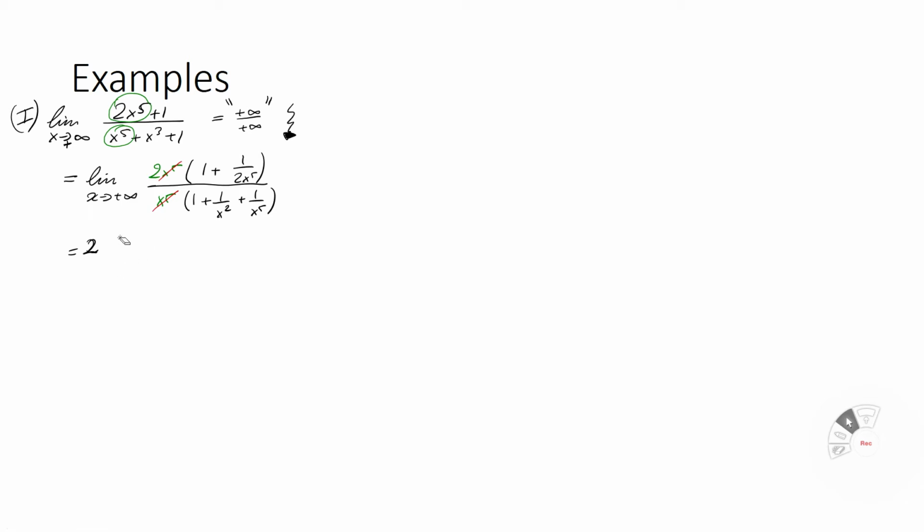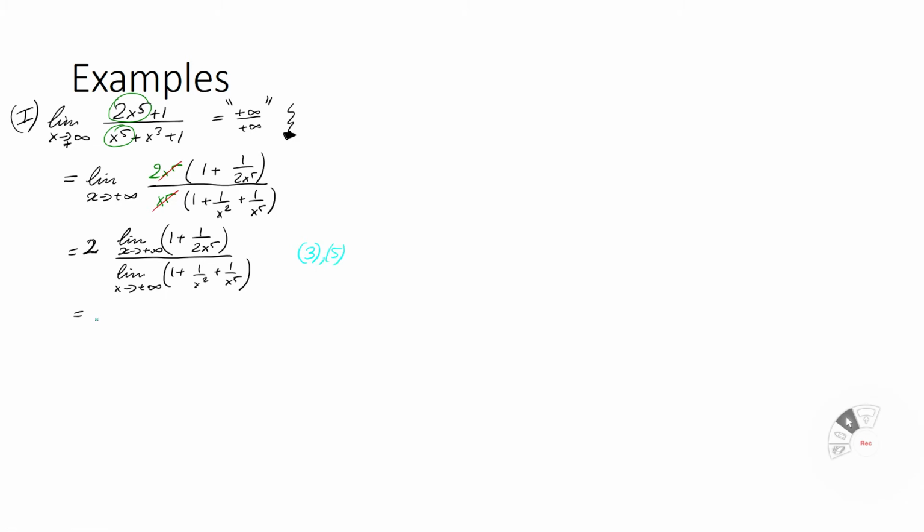And actually, let's also use the rule where we can take the limit of a quotient to be the quotient of the limits. So 1 plus 1 over 2x to the power 5, and then here 1 plus 1 over x squared plus 1 over x to the power 5. So here what we basically used is the limit laws 3 as well as 5.